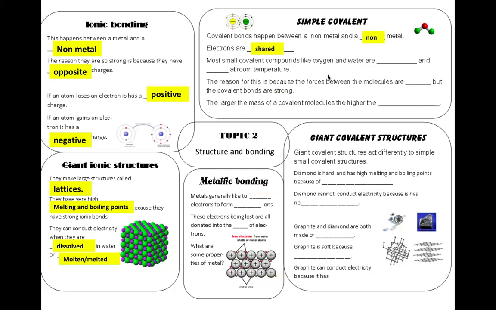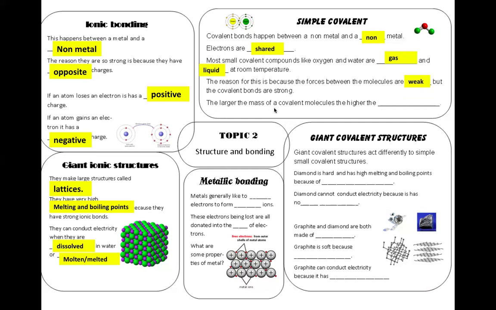In this case, electrons are shared with simple covalent bonding, and it says most small covalent compounds like oxygen and water are gas and liquid at room temperature. So oxygen at room temperature, think about the oxygen around you, it's a gas. Water at room temperature, got a glass of water on the table, it is going to be a liquid. The reason for this is because the forces between the molecules are weak, but the covalent bonds are strong. Okay, so we do have quite strong covalent bonds when these electrons are shared.